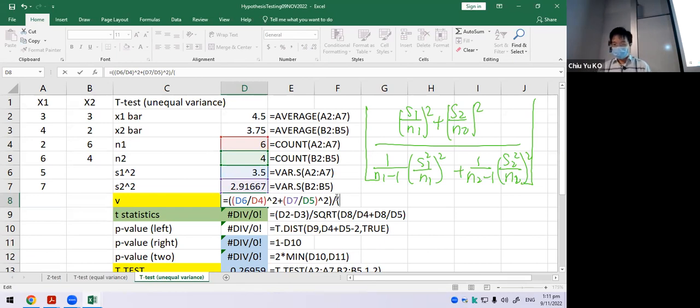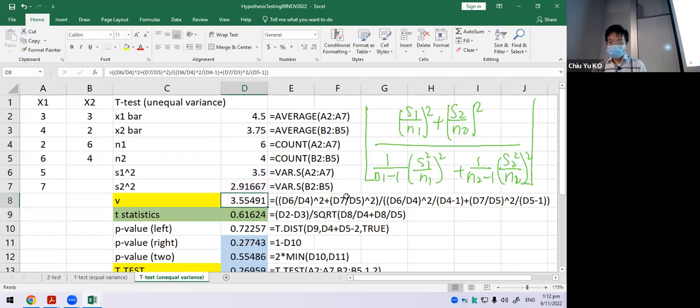The denominator is rather complicated, but you will do the same. We will do S1 squared over N1 squared, divided by N1 minus 1, and add the same thing again, S2 squared over N2 squared, over N2 minus 1. So this crazy thing, I think it's rather crazy. Okay, that I think that's fine here. So the degree of freedom actually is 4. Okay, it's 3, so you use the lower one.